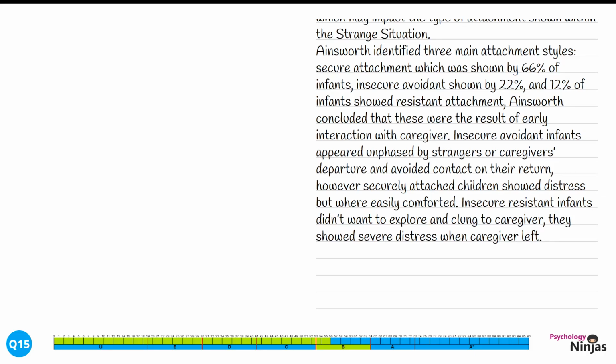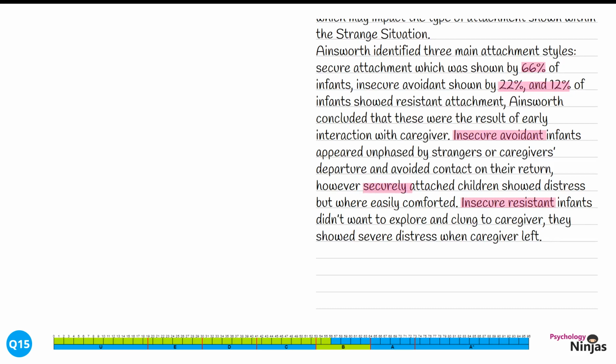We've shown our findings in 2 ways here. Firstly, by identifying the percentage of different types of attachment style that was shown by Ainsworth's strange situation. Secondly, we've clearly explained the behaviours shown by insecure avoidant, securely attached and insecurely resistant attached individuals.